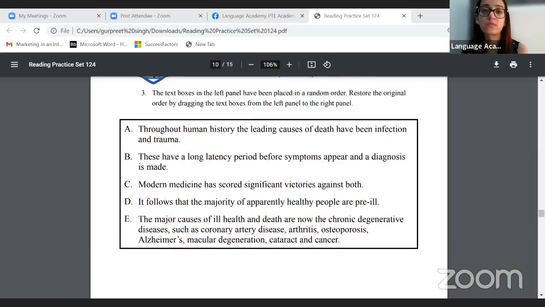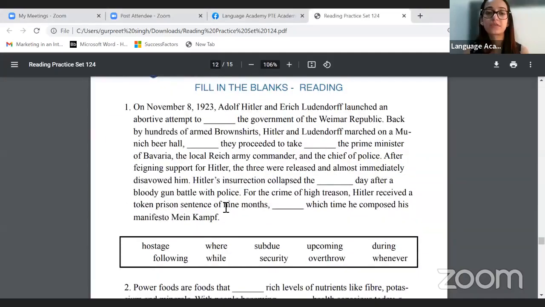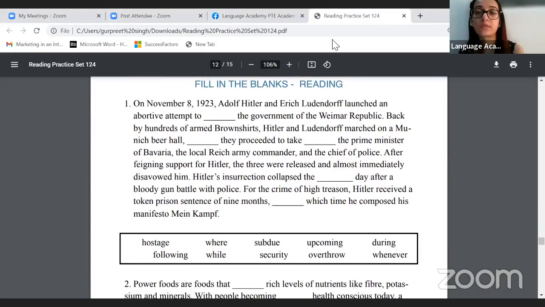All right, let's move on to reading blanks. So here is your first question on the screen, and then post your answers in the chat box.